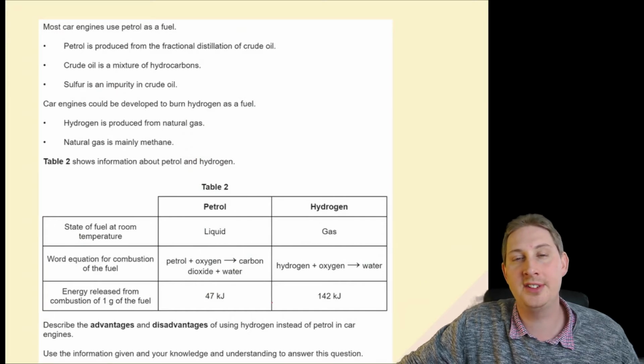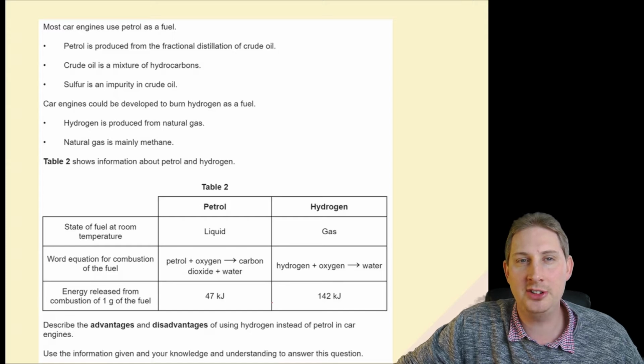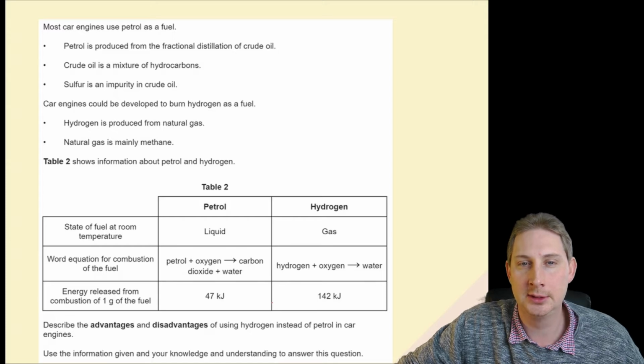This one, however, is a little bit more new to you. Most car engines use petrol as a fuel. Petrol is produced from the fractional distillation of crude oil. Crude oil is a mixture of hydrocarbons. Sulfur is an impurity in crude oil. Car engines could be developed to burn hydrogen as a fuel. Hydrogen is produced from natural gas. Natural gas is mainly methane. So table 2 shows some information about petrol and hydrogen.